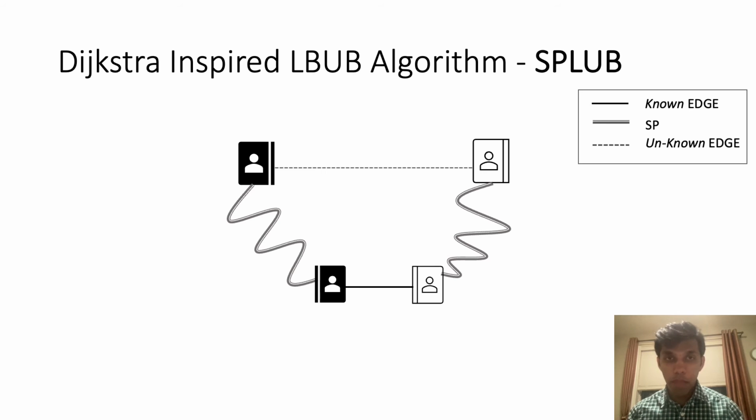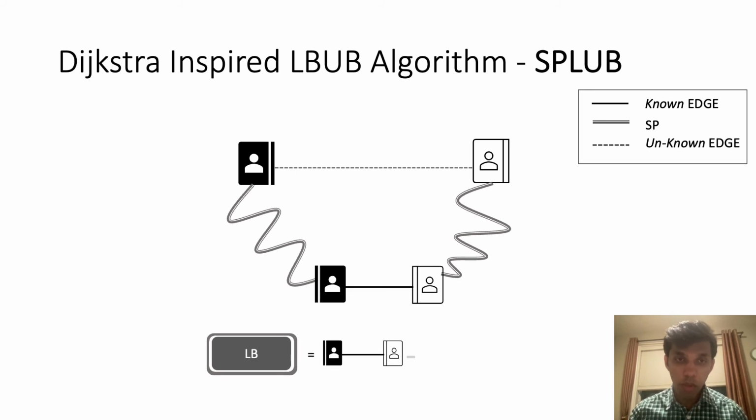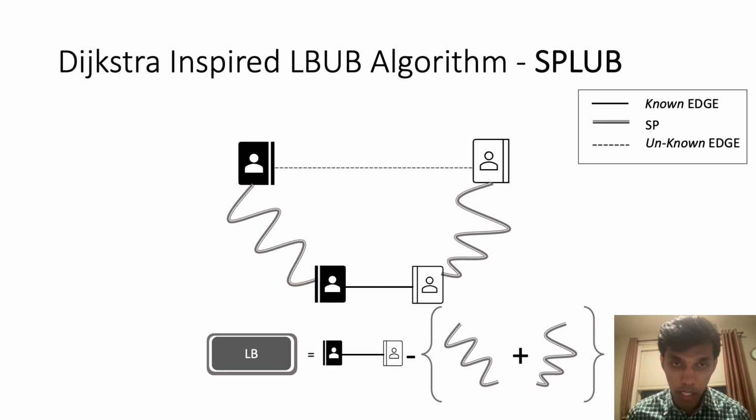So inspired by Dijkstra's algorithm, we take a given and known edge in the graph, which you can see at the bottom. You calculate the shortest path distance from the unknown edge point to one of the end points of the known edge, and you do the same for the other end point of the known edge. And then you calculate the lower bound as follows. You take the known edge and subtract the values from the other two shortest paths, and you obtain the answer.